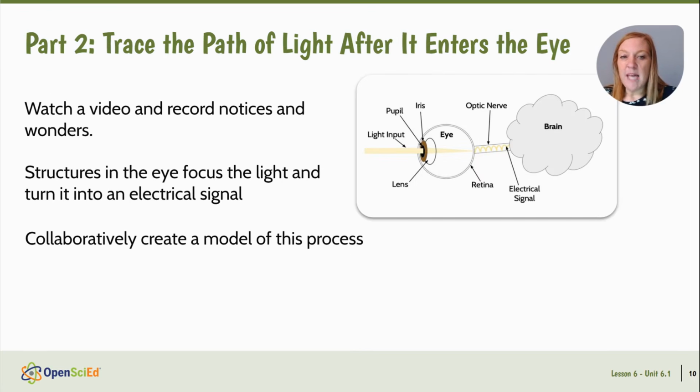So one of our key moments happens in part 2, and that's where we're tracing the path of light after it enters the eye. So we are going to use that video. While we watch the video, which we'll probably watch a couple times, we will record our notices and wonders, and then we will utilize those to turn this into an understanding that structures in the eye focus the light and turn it into an electrical signal. And so as a class, we're going to collaboratively create a model of this entire process.